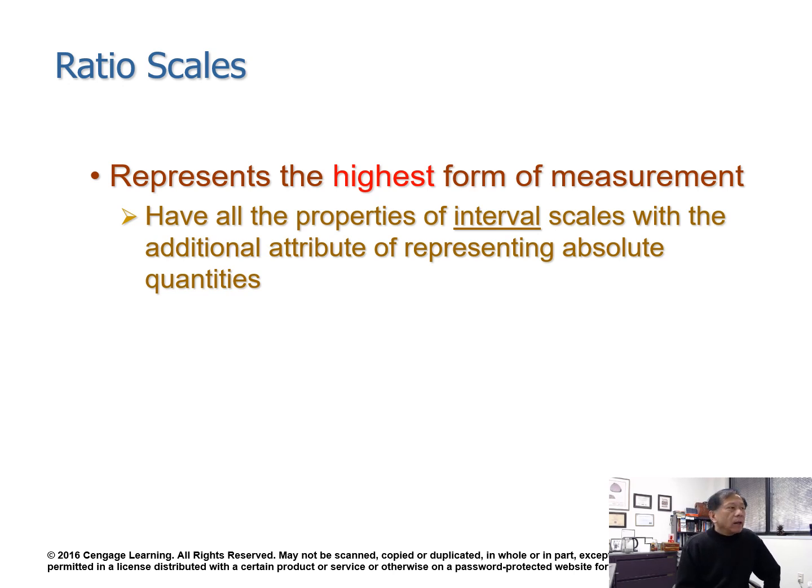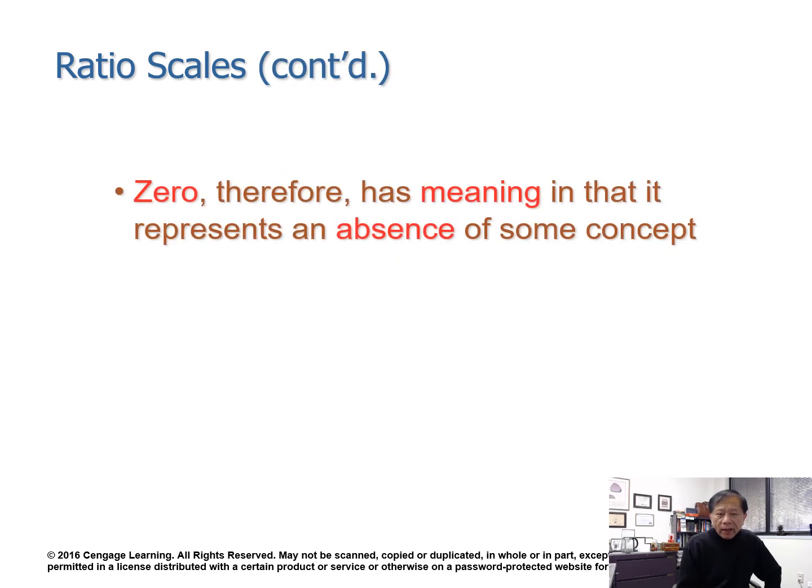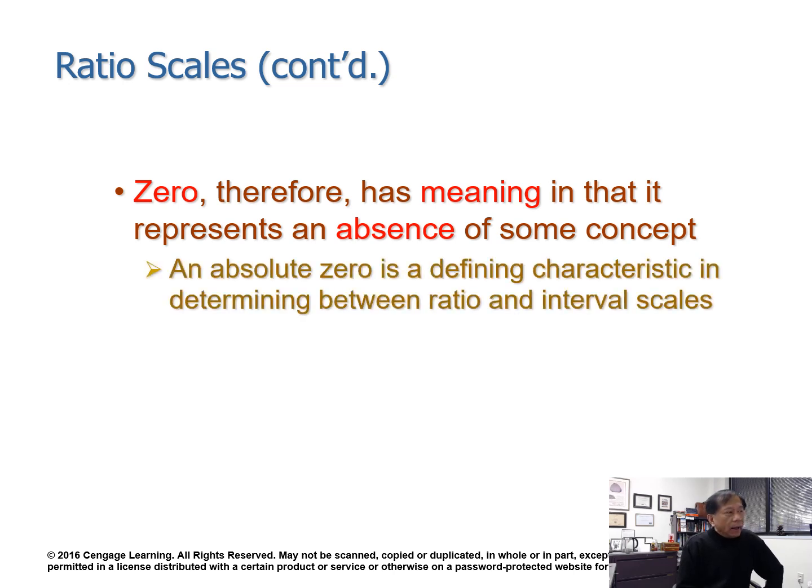The highest level of measurement is called ratio scales. Ratio scales have all the properties of interval scales, with the additional attribute of representing absolute quantities. It provides iconic measurements, and zero is meaningful. Zero has its meaning in that it represents an absence of some concept. With zero, the measurement is zero, meaning the thing doesn't exist. An absolute zero is a defining characteristic in distinguishing between ratio and interval scales.